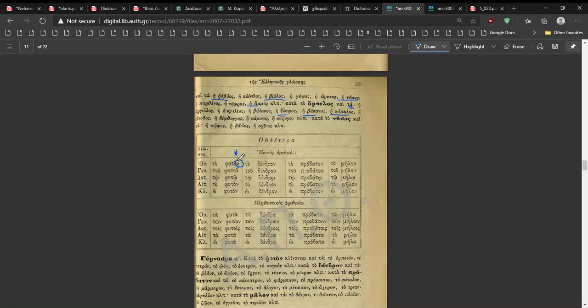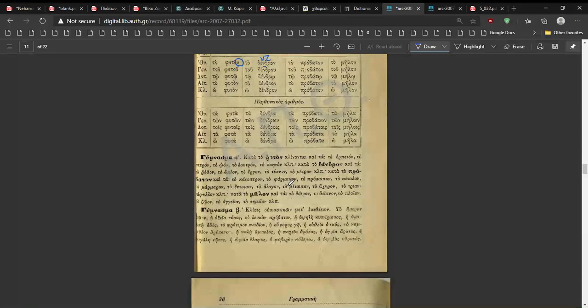Another marker, if we look at the next word, would be this the. In words that have this the, we usually have n, t, ni, taf. Το δέντρο, ο άντρας instead of ο άντρας. But other than that, we're fine.